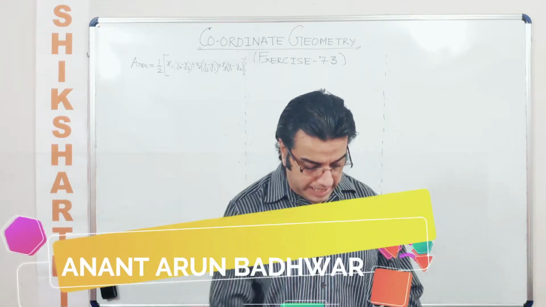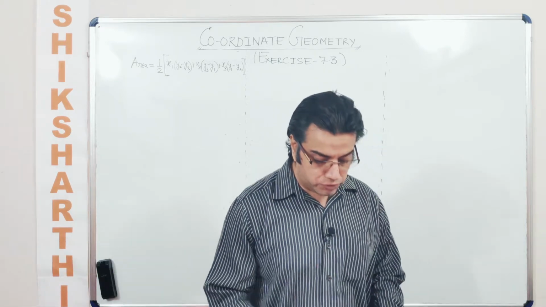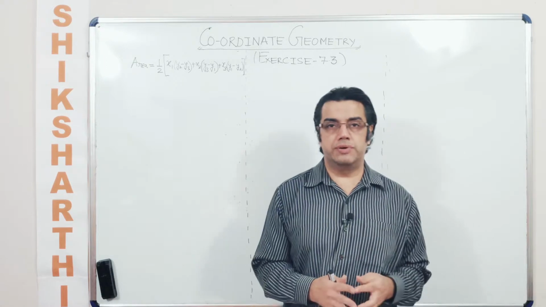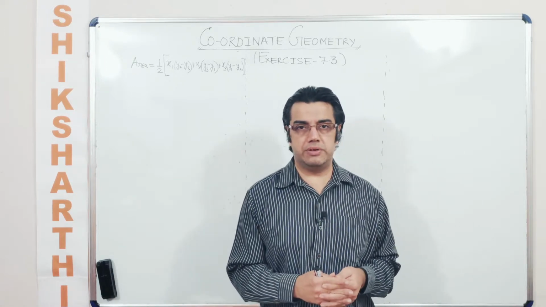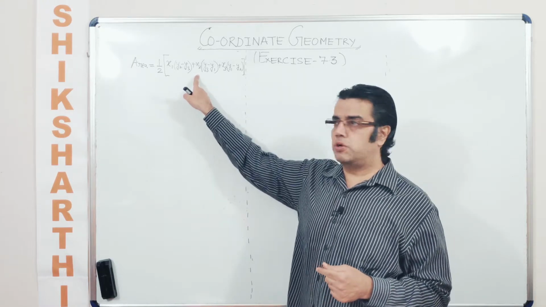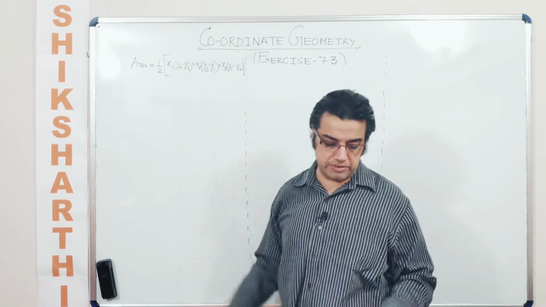Now when we have a look at the questions, we see that the first question, second question, third, fourth and fifth basically talk about the area of a triangle or area of a quadrilateral. So this is the formula that we are going to use throughout. Now this is the area of a triangle, right? This is the formula that we'll be using.